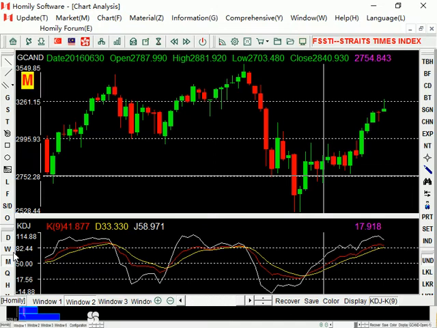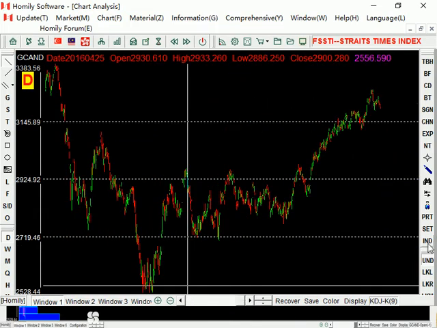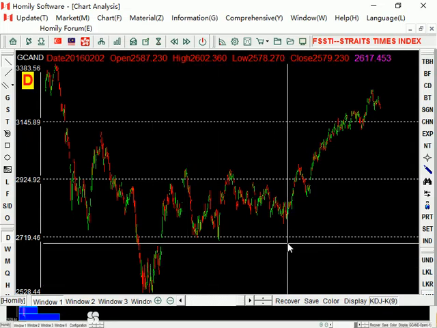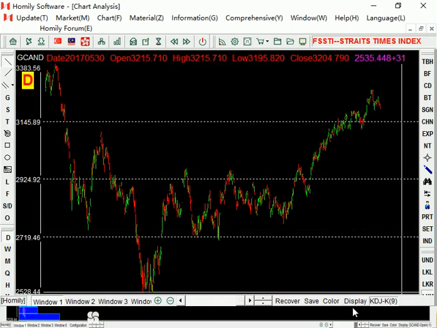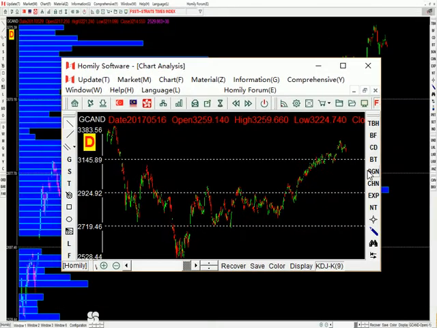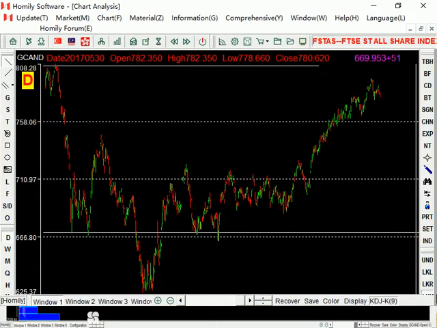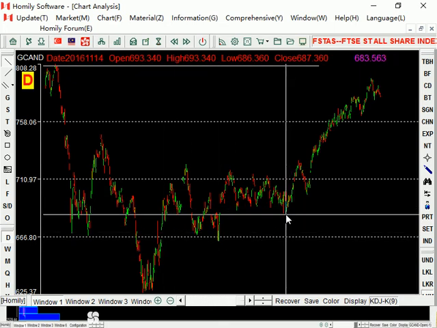So let's see the chart. Okay, this is the daily chart. Firstly, we should find the low point or high point. Then we can connect this low point to the current price.